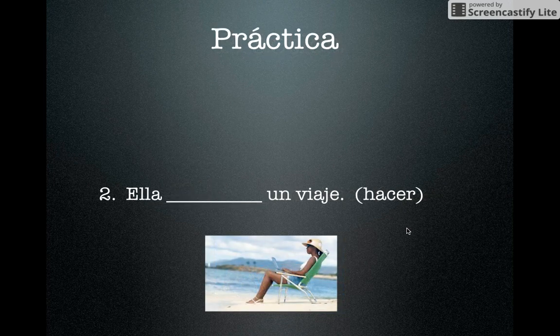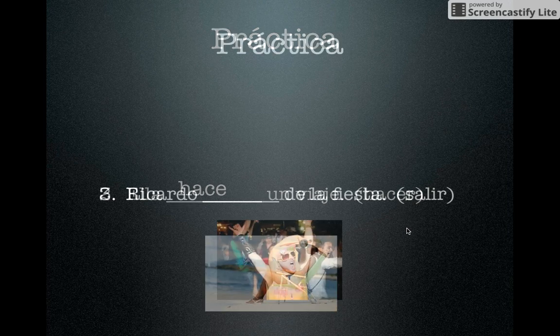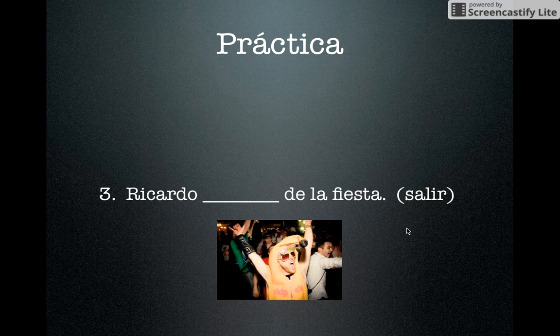Number two, ella blank un viaje. Hacer is the word in parentheses. Pause the video and work your sentence. The answer is ella hace un viaje. Number three, Ricardo blank de la fiesta. Salir is in parentheses. Make Ricardo match with the verb salir. Pause the video and work the sentence. The answer should be Ricardo sale de la fiesta.